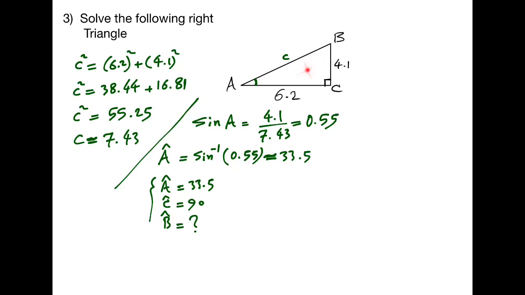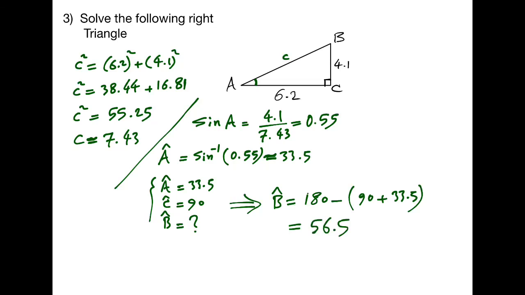But there is a much easier way. You know that in a triangle, the angles must add up to 180. So you have two angles. To find the third angle, we add these two and then subtract from 180. So angle B equals 180 minus the sum of those two angles, 90 plus 33.5, which is equal to 56.5. And that's the measure of angle B.